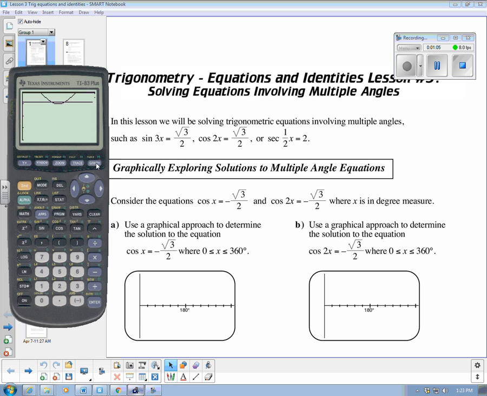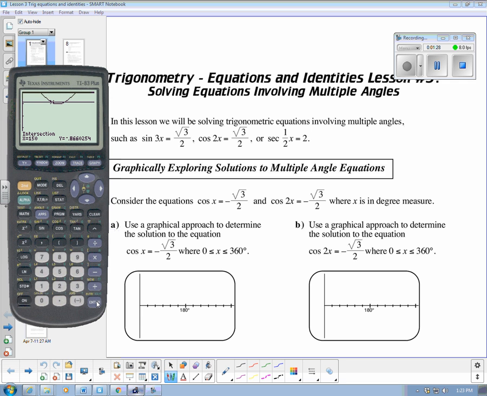So now I can more clearly see my points of intersection. I can go second calculate, number 5. And I can arrow back along the curve, hit enter. Hopefully it puts me on the second curve and guess. And my calculator will give me an answer of 150 degrees.